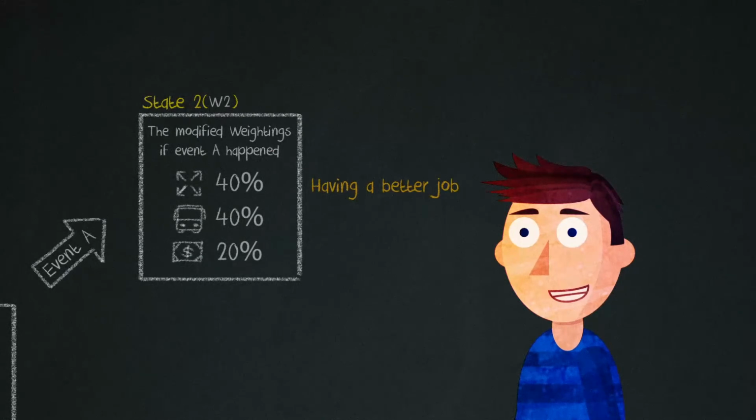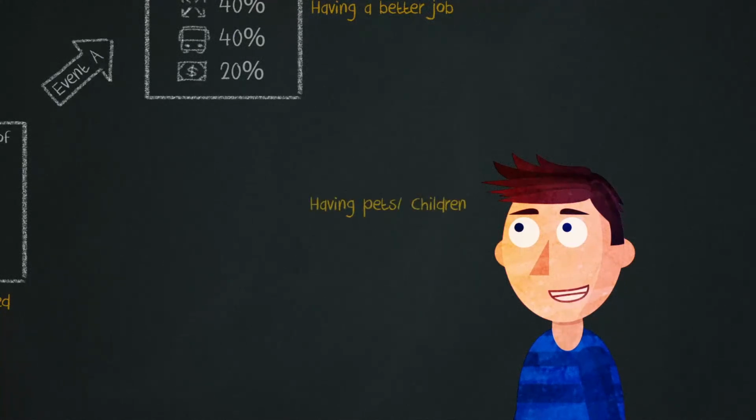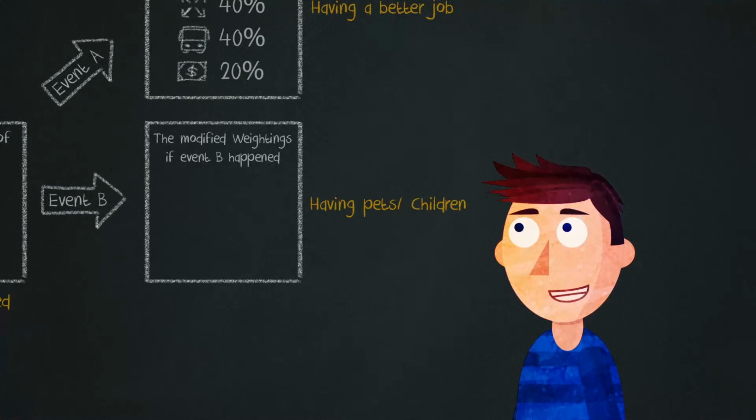Let's make it more interesting. Getting a better job is one scenario. Another possible scenario is that you have children or pets in the future. So we add a third state to represent a situation in which you have children or pets. We can refer to this as the occurrence of the second event, or event B.